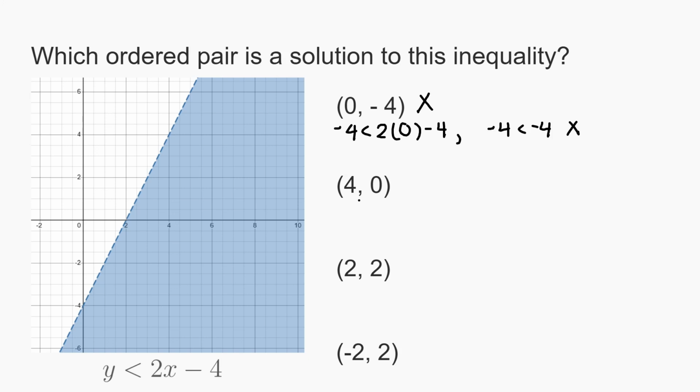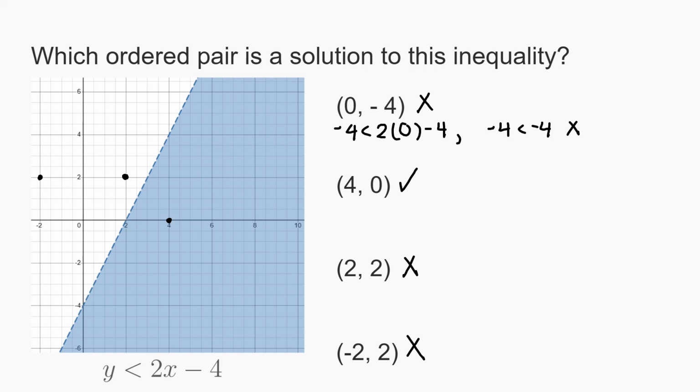Now we have 4, comma 0. 4, comma 0 is right here, which means it is part of the solution. What about 2, comma 2? 2, comma 2 is right here on the right side, so not part of the solution. And -2, comma 2. -2, comma 2 is here, also in the white part, also not part of the solution.